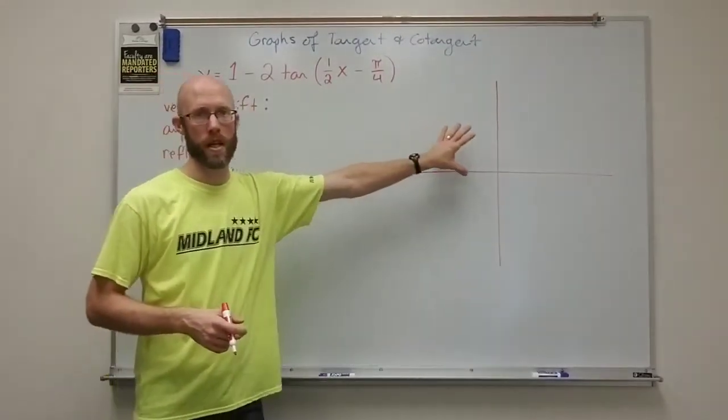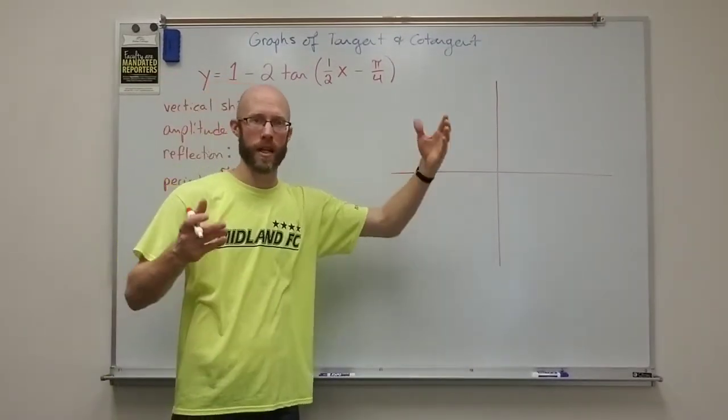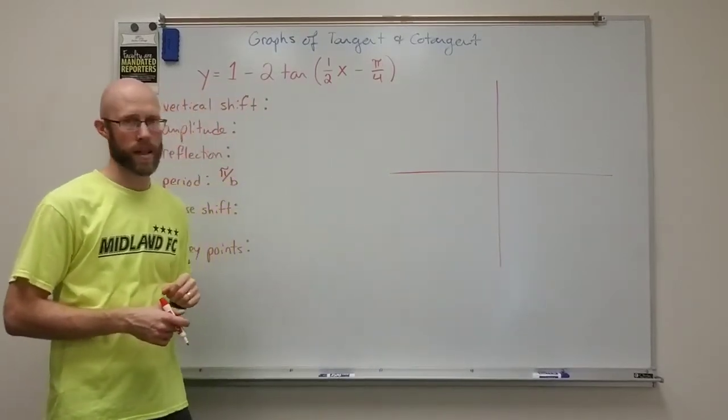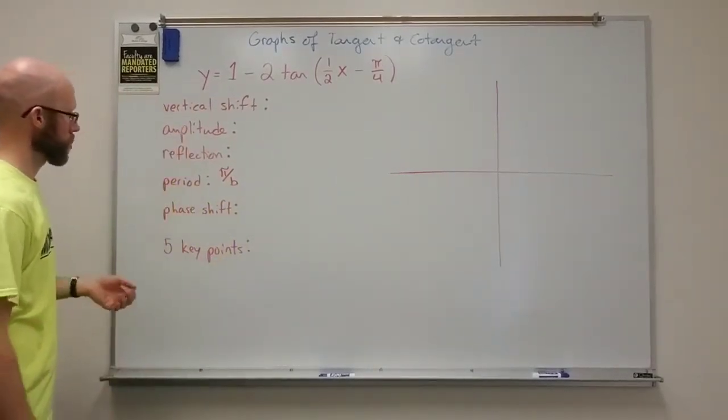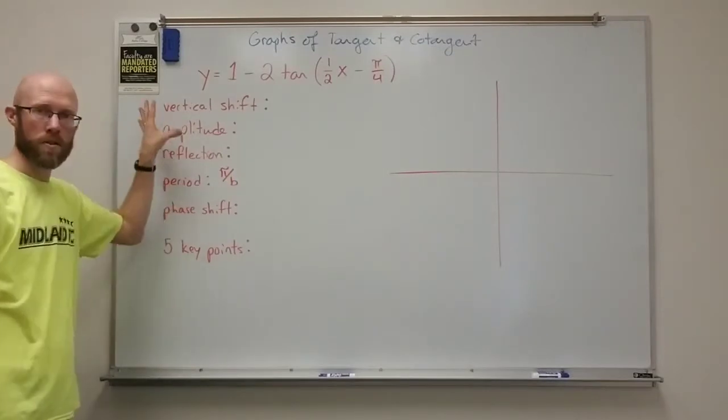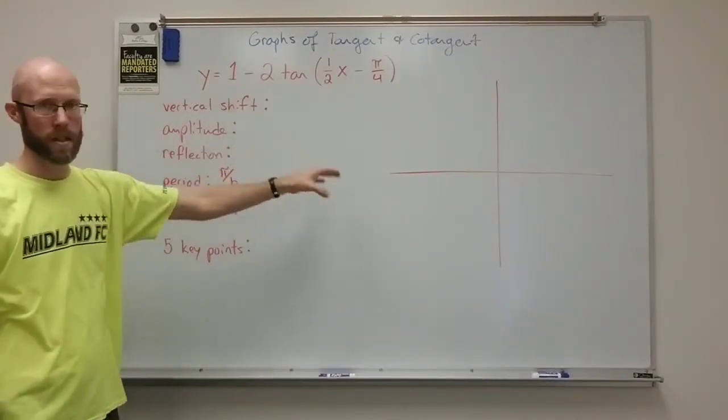Once we start sketching the graph, it's quite a bit different. It's got the asymptotes and stuff like that. So okay, let's analyze these different features, and then we'll get into the graph after that.